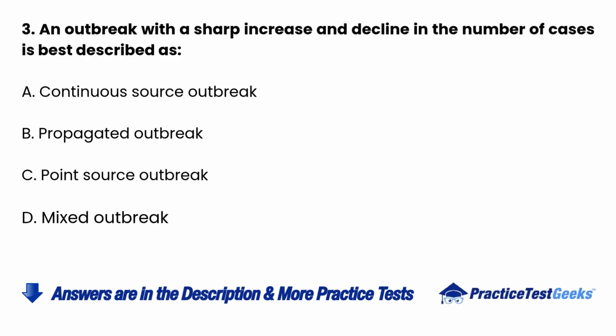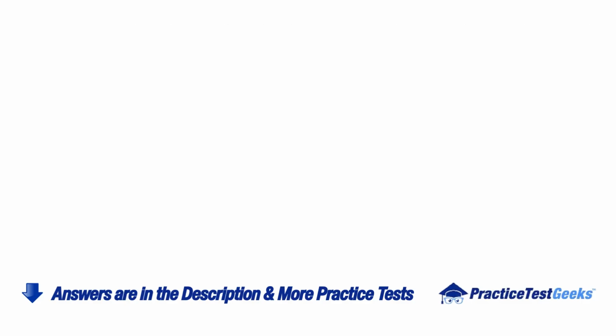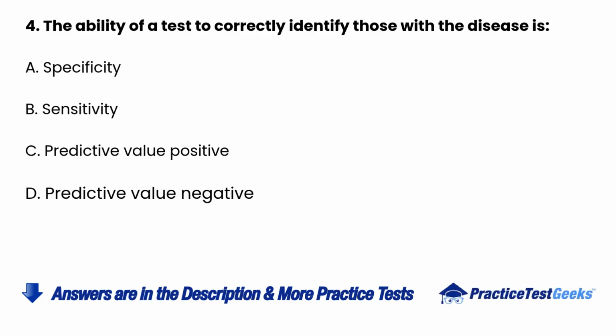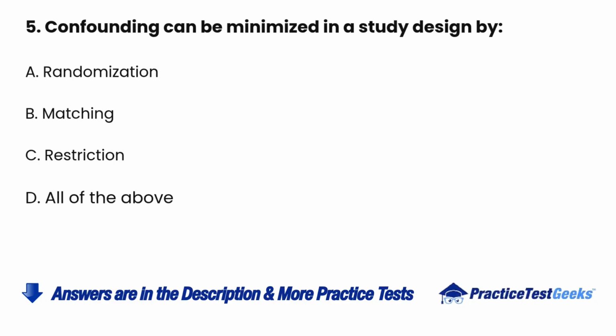Continuous source outbreak. B. Propagated outbreak. C. Point source outbreak. D. Mixed outbreak. 4. The ability of a test to correctly identify those with the disease is A. Specificity. B. Sensitivity. C. Predictive value positive. D. Predictive value negative. 5.